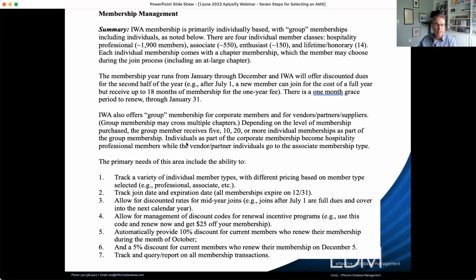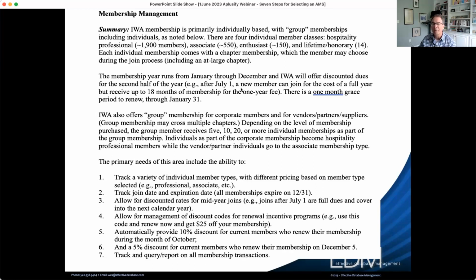And then you start listing the functionality. The primary needs of this area include the ability to, and then we start listing those functional things that we talked about. So you can see here, this is a great one. This is IWA, the International Widget Association.